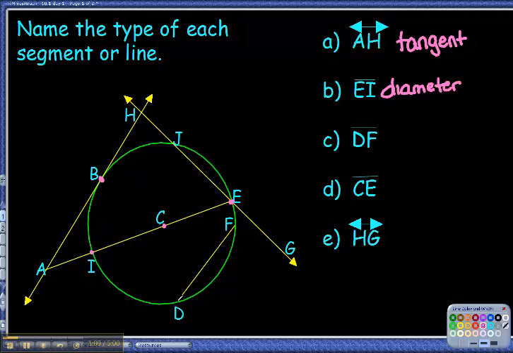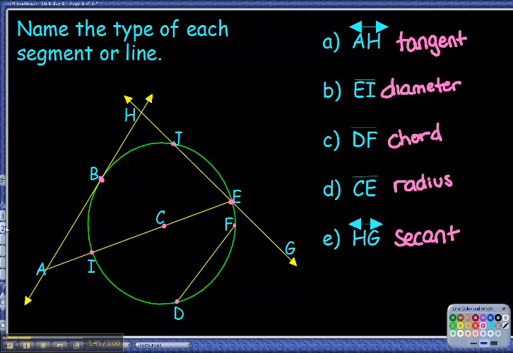Segment DF also has 2 points that are on the circle, but it does not contain the center of the circle. So when we've got a segment that has 2 points on the circle but not the center, that's just considered a chord. Now, the diameter is an example of a chord, but it's a very specific type of chord that we refer to as just the diameter. Segment CE, going from the center to a point on the circle, is called our radius. And line HG, the line that goes through the circle at 2 places, because it's a line, it's not just the segment, we call it the secant.